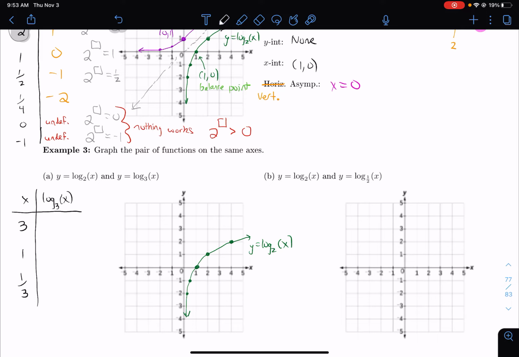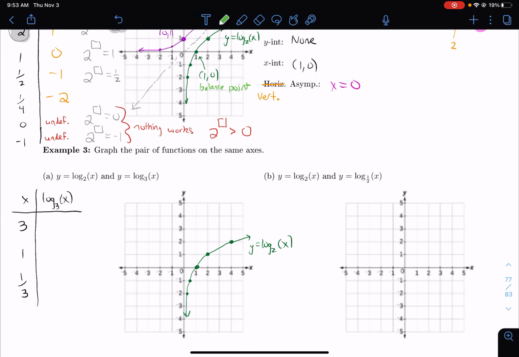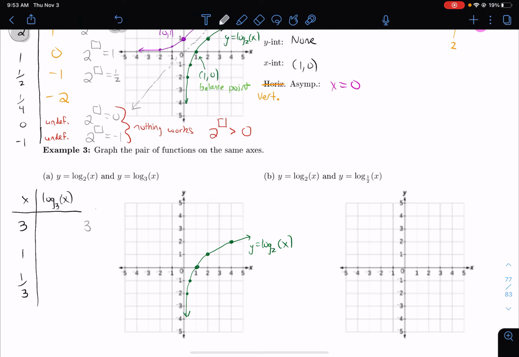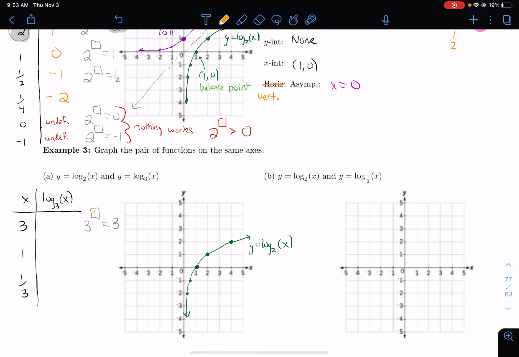If I plug 3 in, I would want to know, well, 3 to what power? So the 3 that I'm writing, that's the base of that log. That's going to be the base of the power, equals the 3 that I have over here. And that exponent's got to be 1. So log base 3 of 3 is 1.